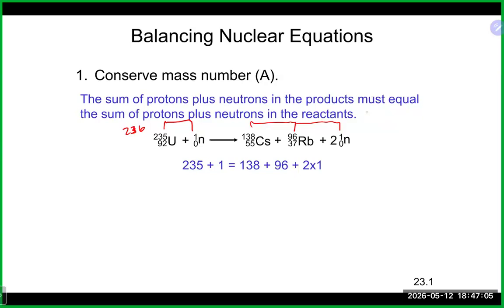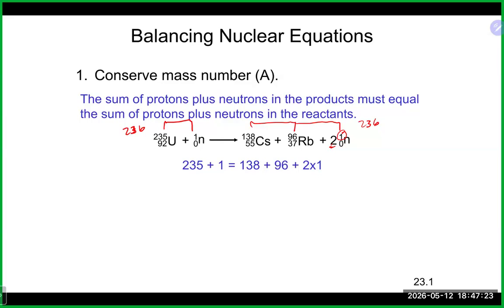So you add up all that, 138, 96. By the way, that 2 does get multiplied here. So that is another 2 there, which will give you 236 in this case. So if you do have a coefficient in front of, like, a neutron, you do have to count the numbers, however many you've got going on.